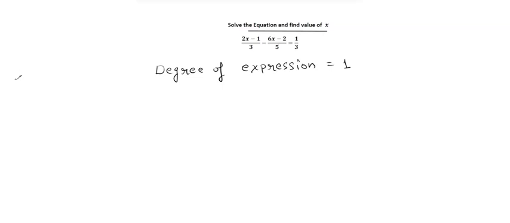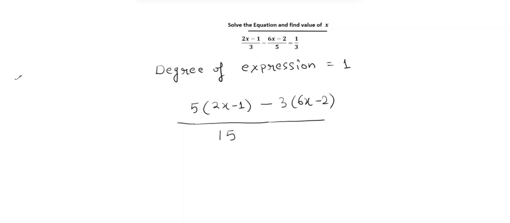First you take the LCM on the LHS. The LCM of 5 and 3 is equal to 15. So, 15 is the LCM. Here 3 cancels out, so multiply the numerator by 5: 5 times (2x minus 1). And here minus 5 cancels out, so multiply by 3: 6x minus 2. Here you write the RHS as it is, 1 by 3.